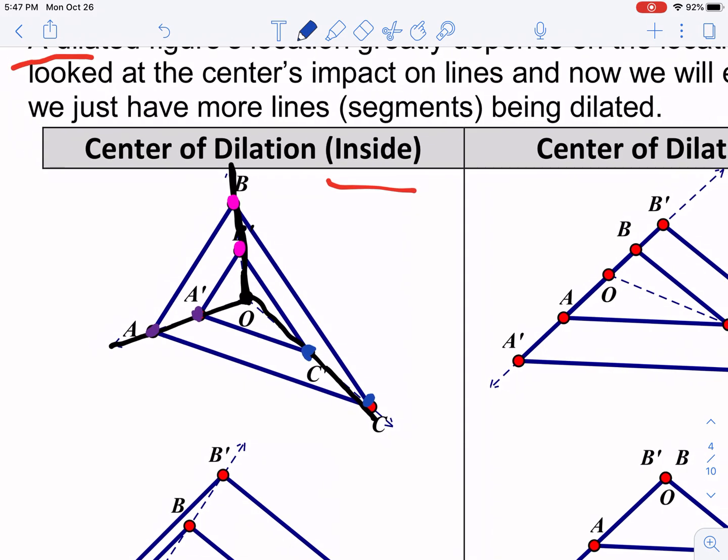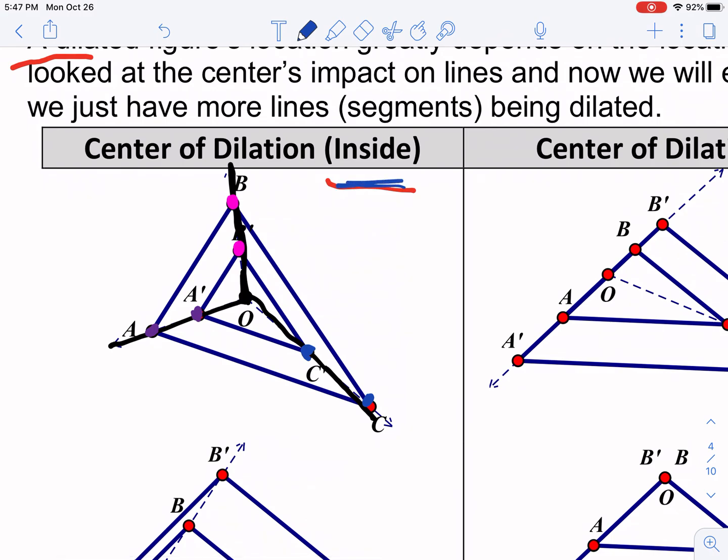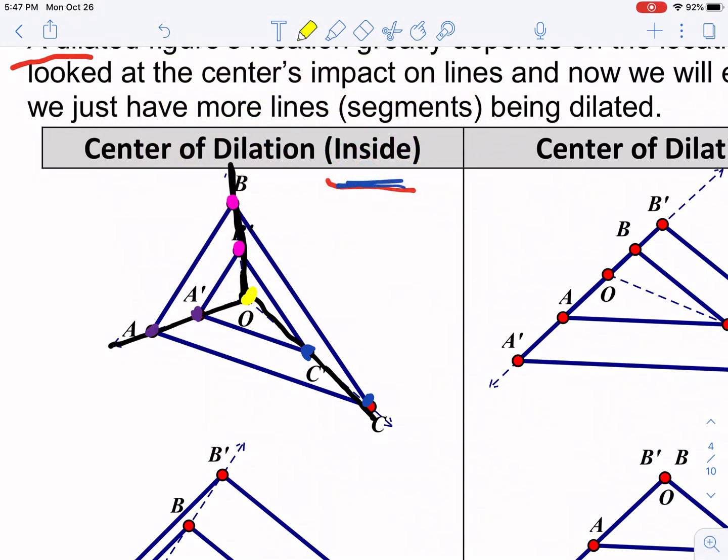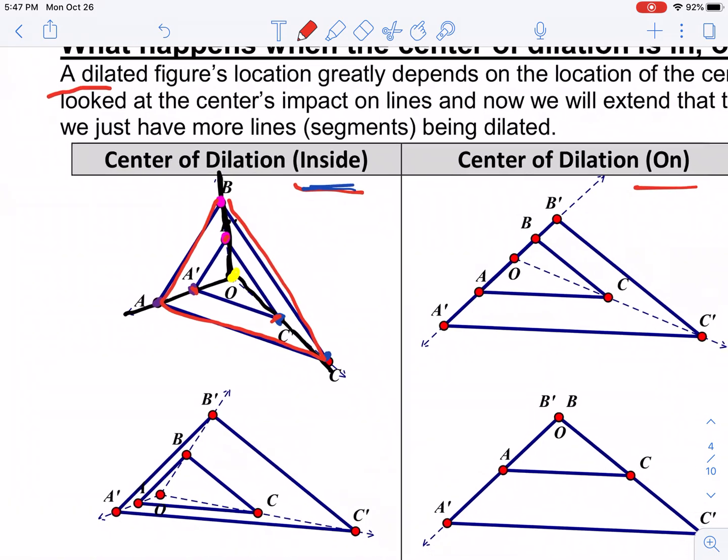Okay, now this is on the inside, so this has the center of dilation here. Maybe let's use a different color. This has the center of dilation on the inside of our pre-image. Well, our pre-image was this guy. Okay, and what happened is they reduced it. In this case, we have our A primed, our B primed, and our C primed, okay? But we have our dilation on the inside, okay?